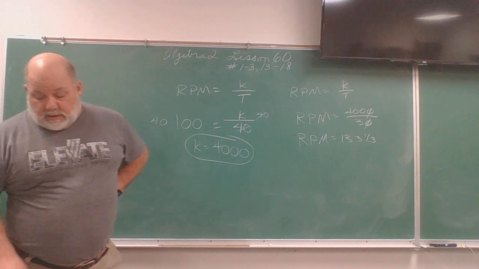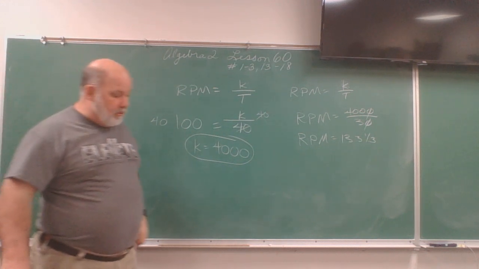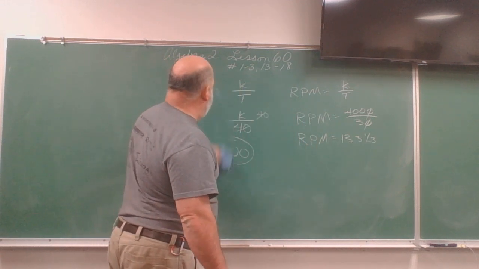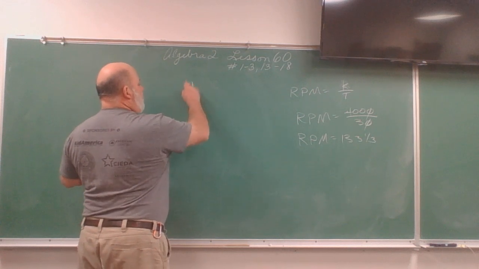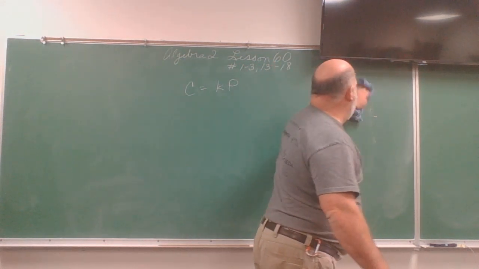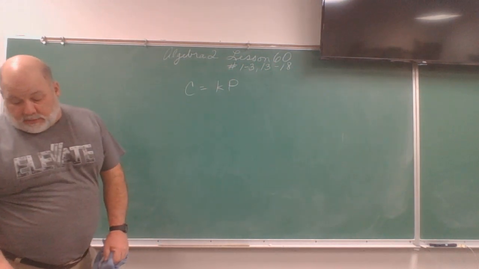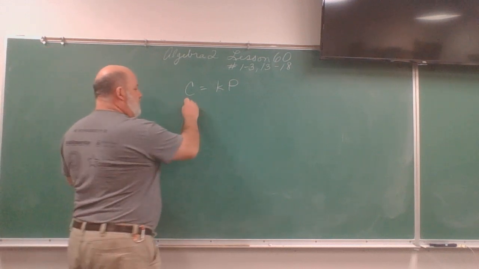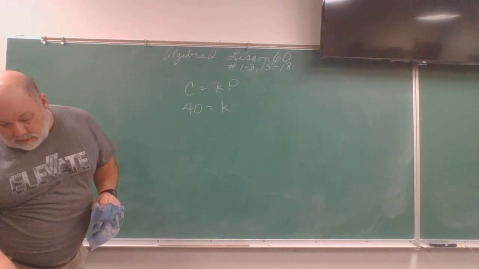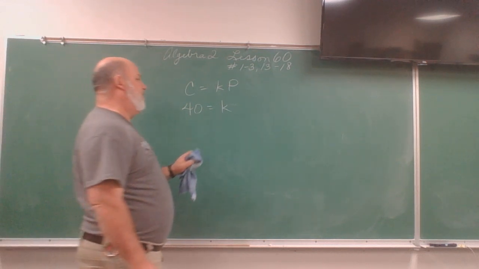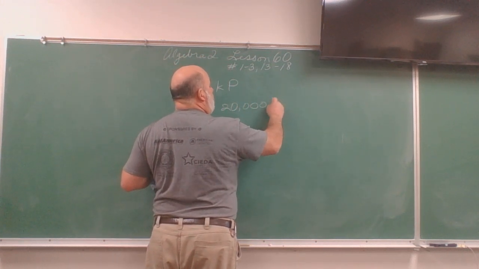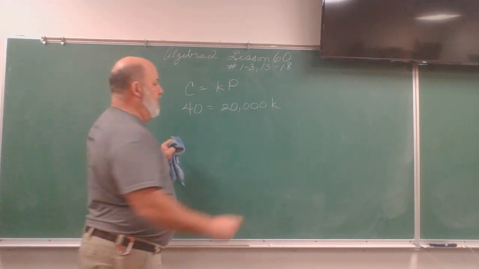The number of clowns was directly proportional to the number of performers. This is a direct variation, so we won't have a fraction. What numbers do they give us? If there were 40 clowns, when there were how many performers? 20,000 performers. My goodness. By the way, you can write this as K times 20,000, or you can write it as 20,000 K. It does not matter which one goes first.